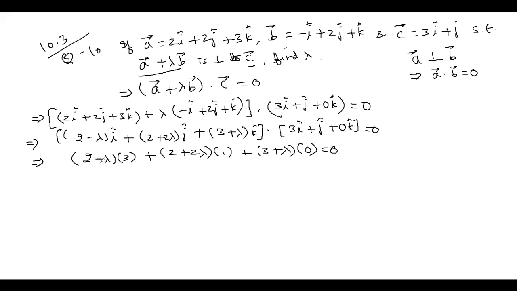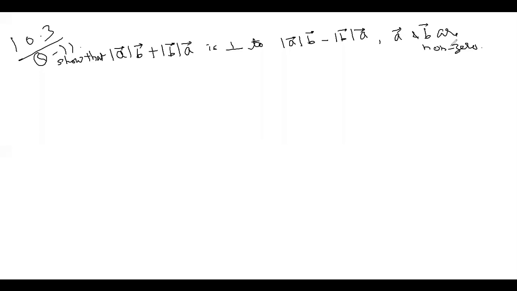No need to write it also. So this multiply: 3 twos are 6 minus 3 times lambda plus 2 plus 2 lambda is equal to 0. 6 plus 2 is 8, minus lambda is equal to 0. Therefore, lambda is equal to 8. The question was to find lambda. So we got the value of lambda as 8.